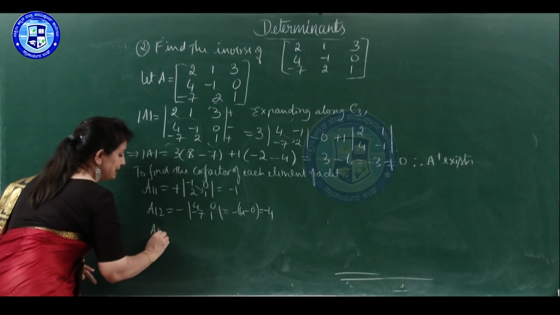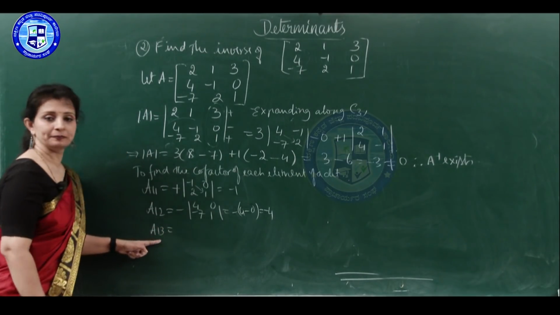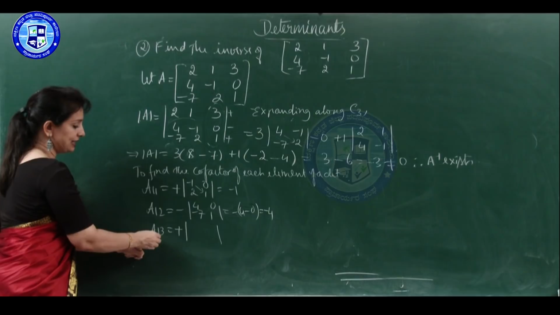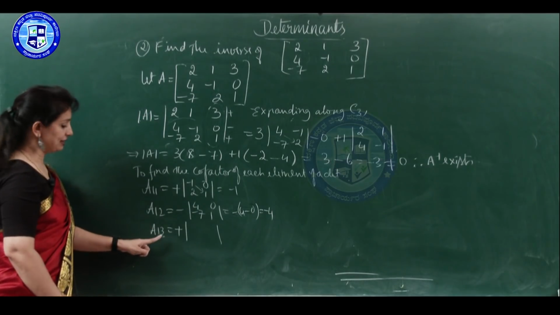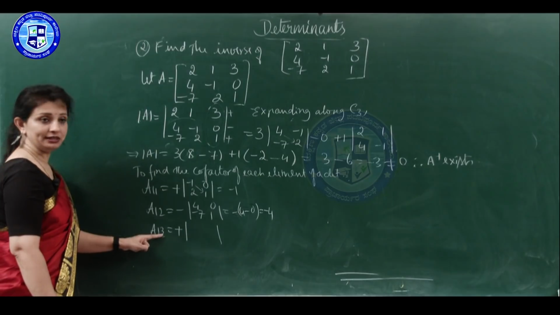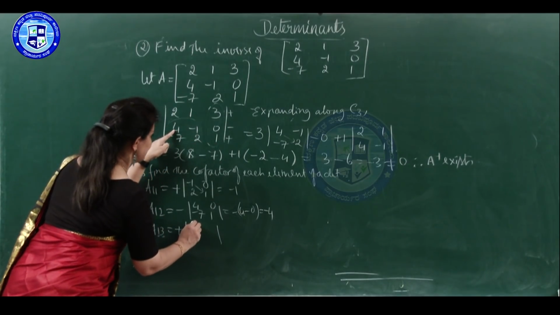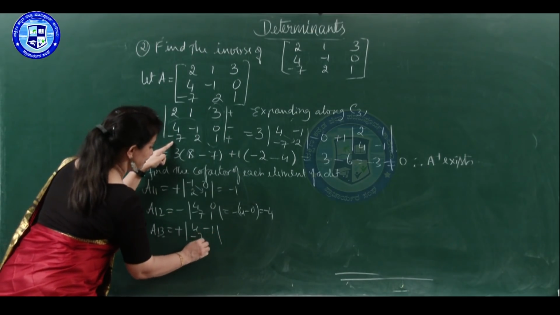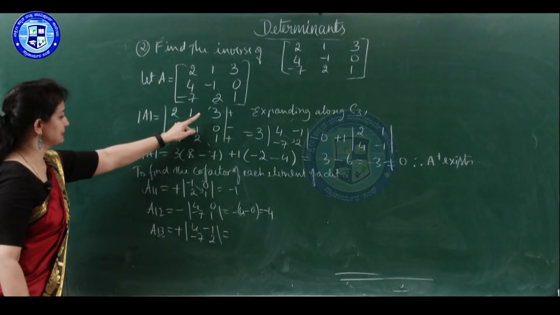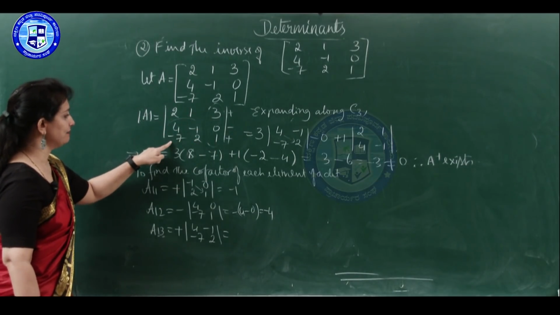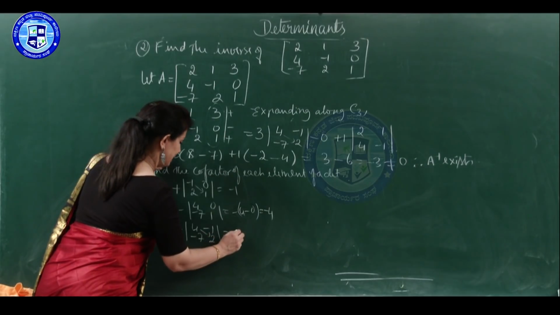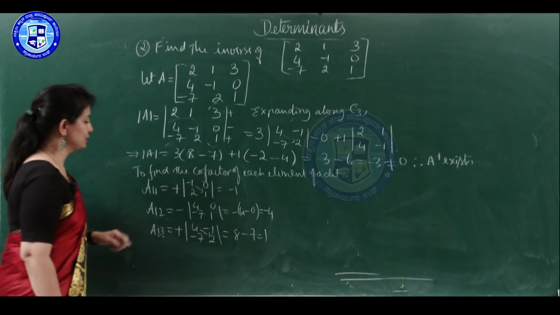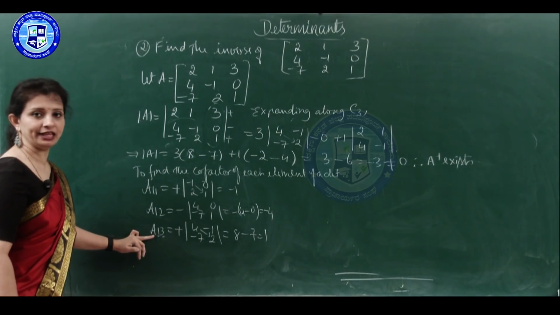Next A13, 1 plus 3 is 4, an even number. It says delete first row and third column. A13 means eliminate first row and third column. So the 4 elements are 4, minus 1, minus 7, 2. Cross multiply, it is 8 minus 7, which is equal to 1. So A11, A12, A13 we got.